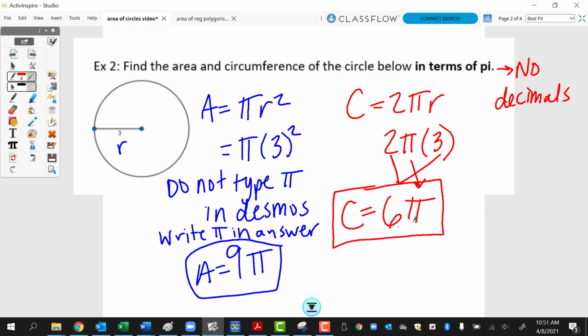When you go to type these in formative, there is a pi button. If you check in formative, you press the little keyboard, pi is there. So make sure you would type just like 6 and then you would press the pi button, no spaces.